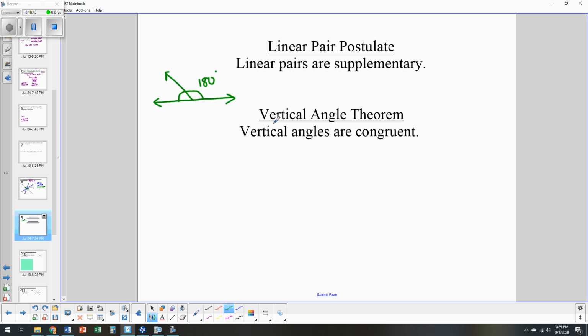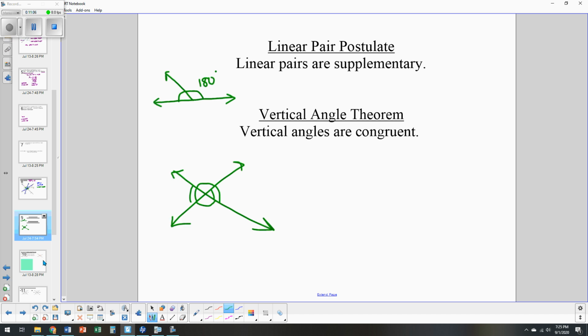The second one is the vertical angle theorem, and it says that vertical angles are congruent. So if I had a pair of vertical angles in a picture, I could say that the ones across from each other are congruent to each other. Remember, we use the curves to show angle congruence. This had to be proven, right? Somebody was like, hey, I noticed this is true all the time, but why? And then they proved it.